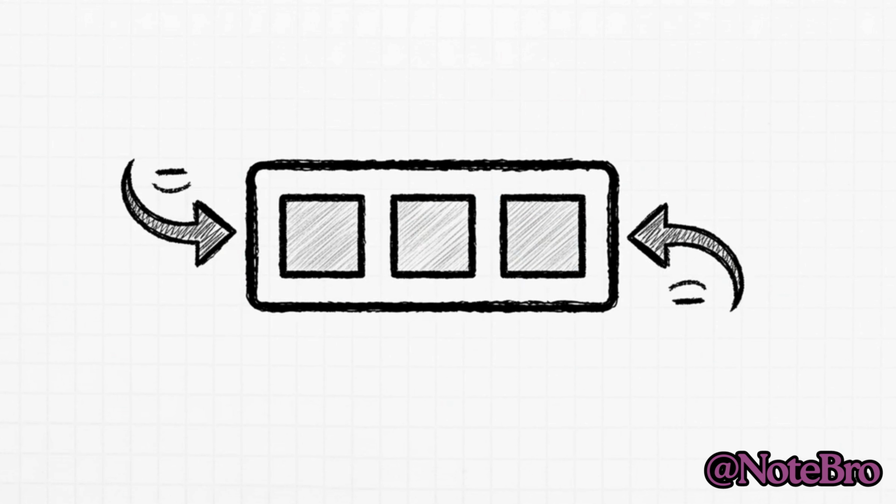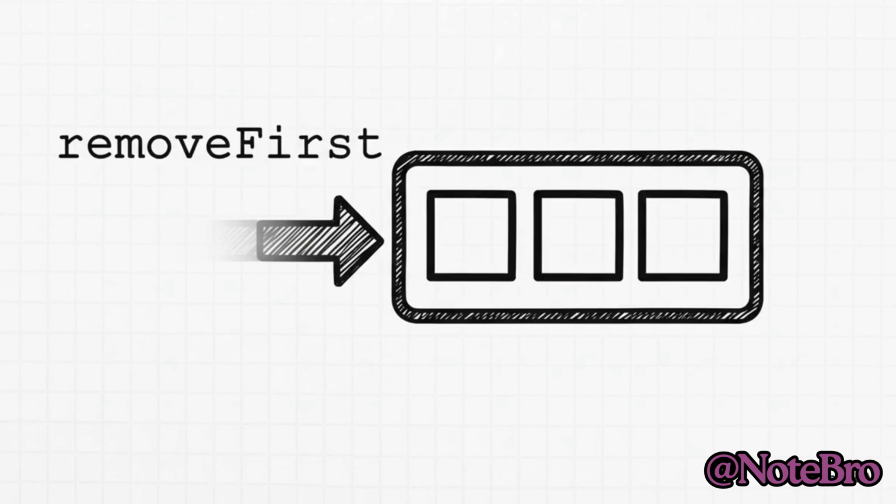But adding elements is only half the story. A Deque's flexibility is just as amazing when we need to take elements out. Let's see that in action. So if we call remove first, it does exactly what you'd think. It grabs the element from the very front, which in this case is that 30 we just added. Poof, it's gone. We're just left with 10 and 20.